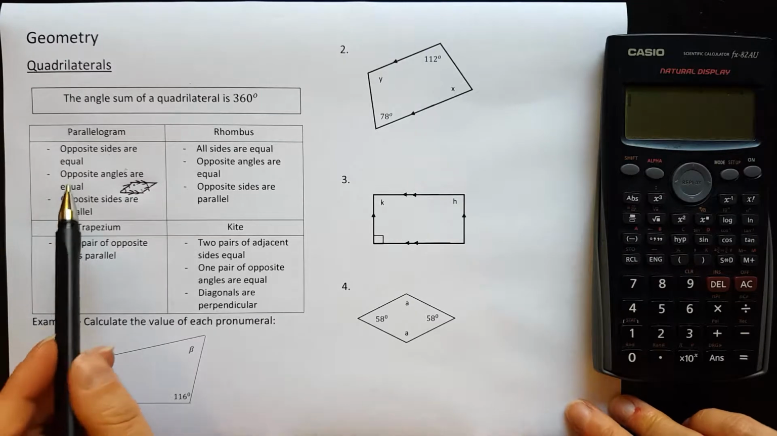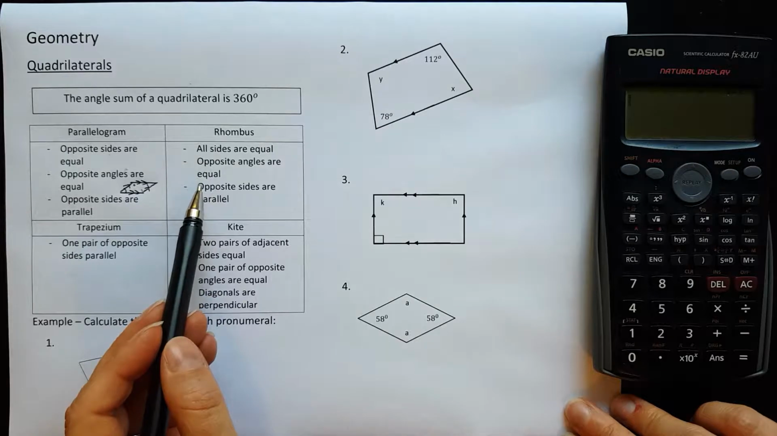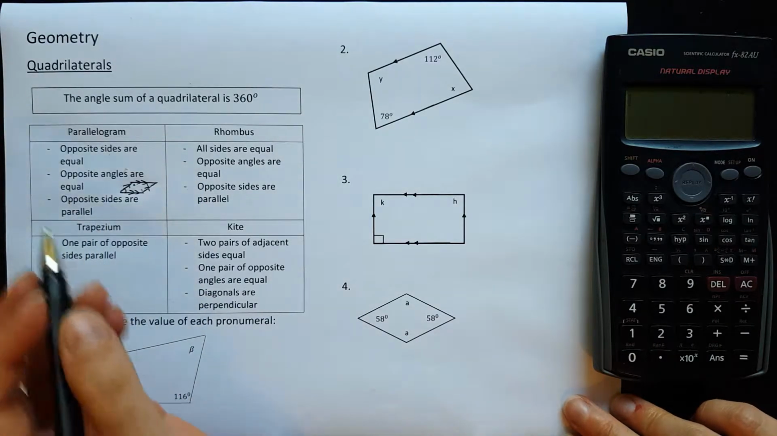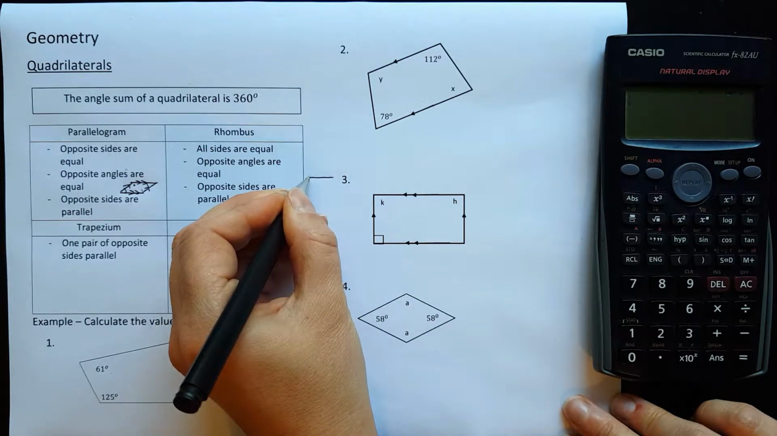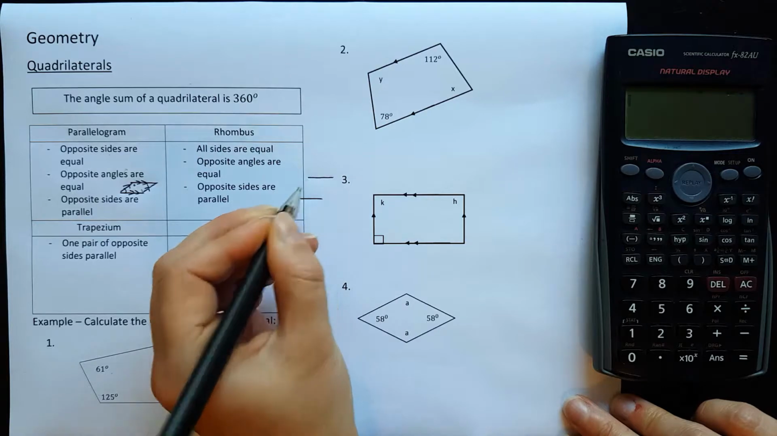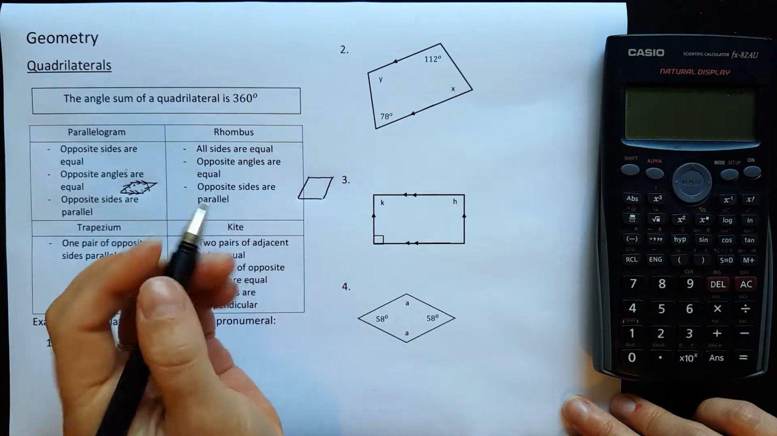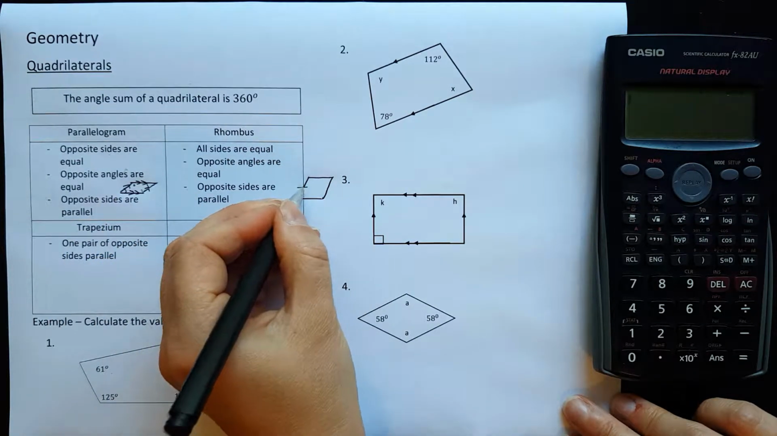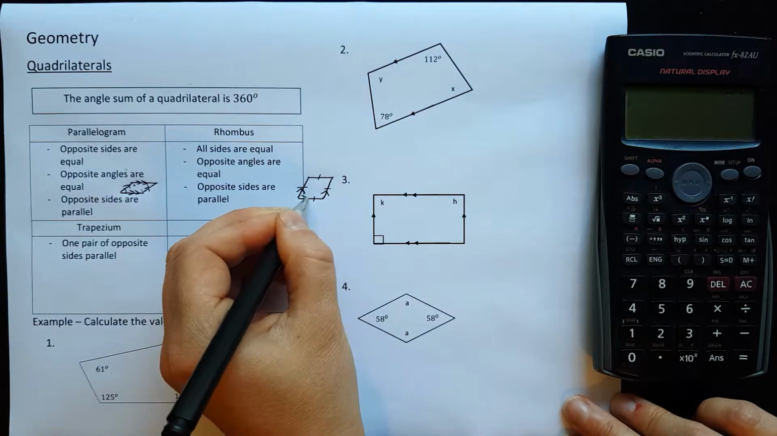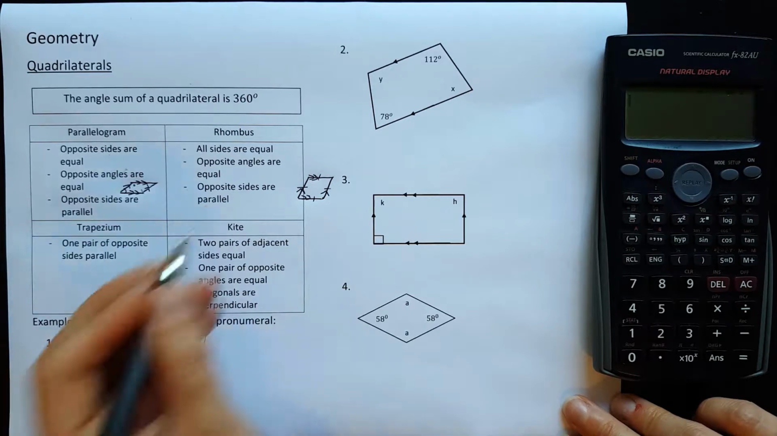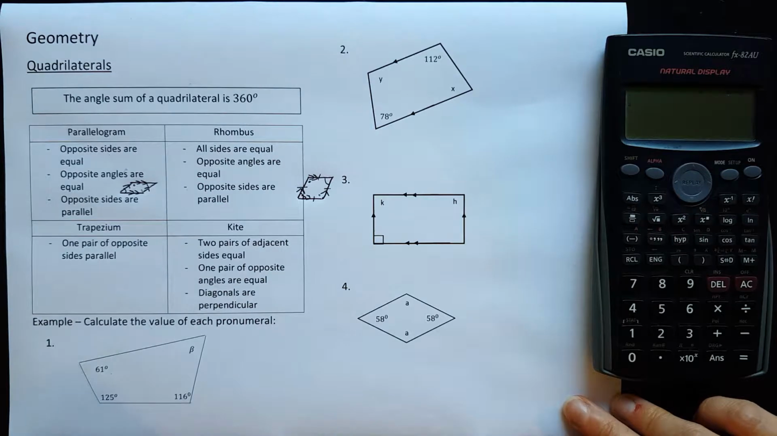The next shape we want to talk about is a rhombus. A rhombus has all sides equal, opposite angles equal, and opposite sides are parallel. So it is also a bit like a parallelogram, except that all the sides are equal. It actually comes from the square. It's like a pushed over square. So all the sides are the same length, the opposite ones are parallel and the opposite angles are equal. It's hard to show all those things on that little diagram.